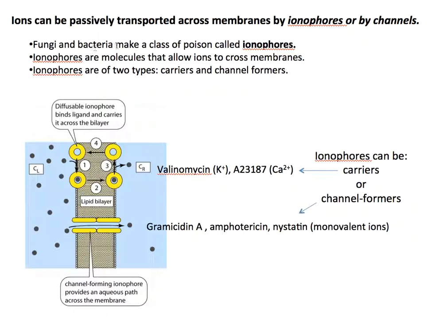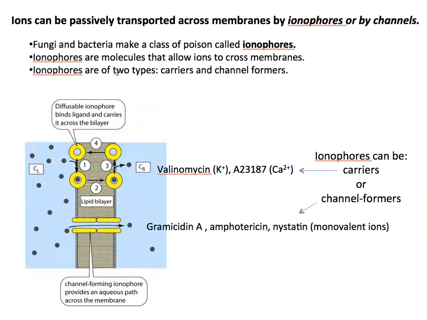Fungi and bacteria make a class of poison called ionophores, and the reason these are poisons is because it screws with other bacteria's ion gradients. So, for example, if you're a bacteria, you're trying to maintain that ion concentration difference. You don't want hydrogen ions coming inside your cell, but these ionophores can transport potassium ions, for example. I think some of them can even mess with your hydrogen ion concentration. So that's why it's a poison. It's a mechanism for fungi and bacteria to kill other bacteria.